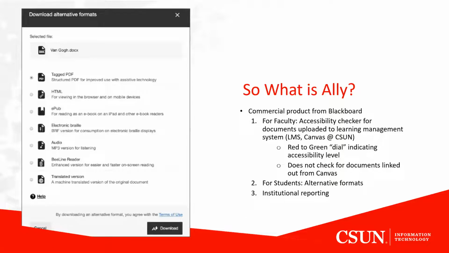So where does Ally come in? Ally is another tool, particularly for faculty, to help us accomplish that. Ally does three primary things. For faculty, it provides immediate feedback on the accessibility of their materials that are within our learning management system. At CSUN, that's Canvas. So they get that immediate feedback, and they get guidance within Ally, within Canvas, to make those materials more accessible, to fix the issues found. It's sort of a wizard format.